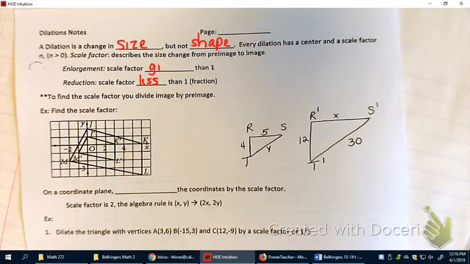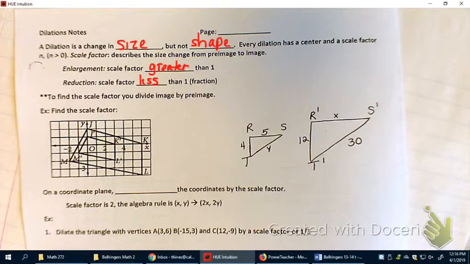If the scale factor is greater than 1, then it's an enlargement, which makes sense, because if the scale factor is 2, that means I want it to be twice as big. Or if the scale factor is 4, I want it to be 4 times as big. Okay, so let's talk about finding the scale factor in these two examples.